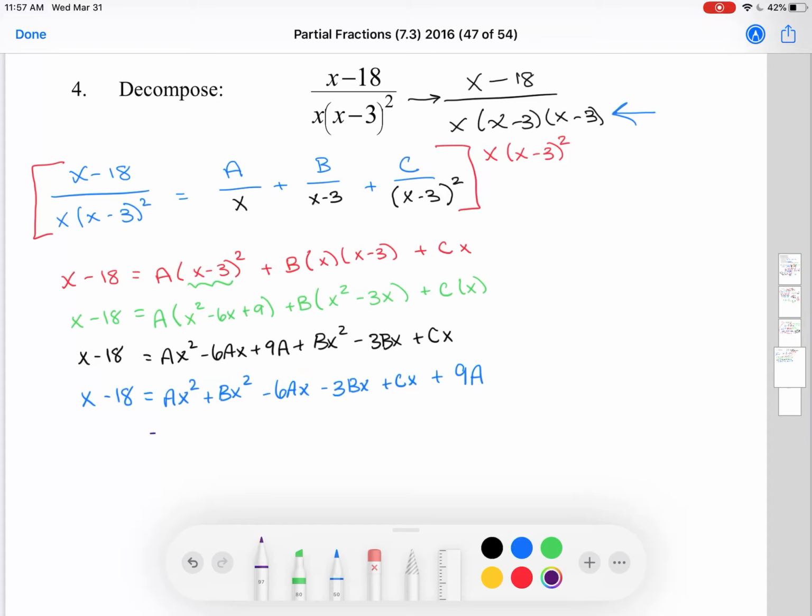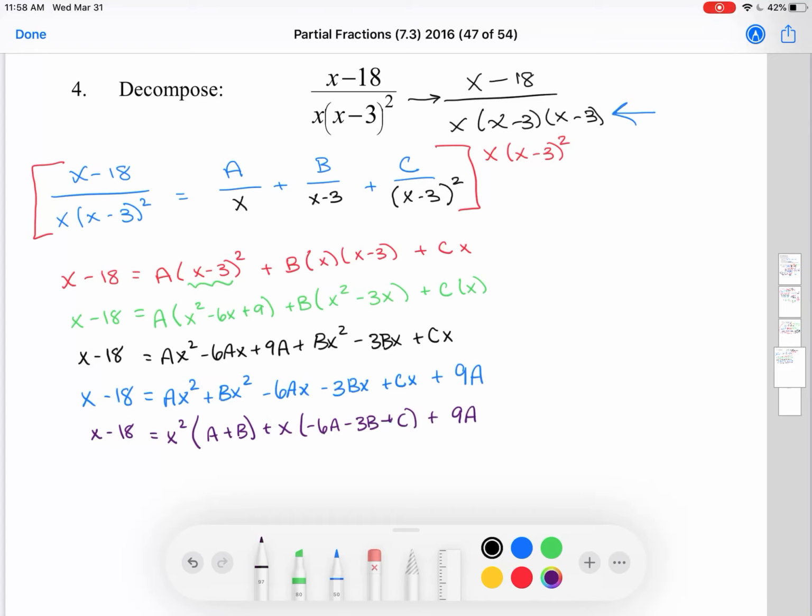Now I'm going to go ahead and factor those variables out. So when it comes to the x squareds, I'm going to have an a plus b. When it comes to just x, I'm going to have negative 6a minus 3b plus c. And when it comes to just my constant, I have a 9a. That one does not get to factor at all.